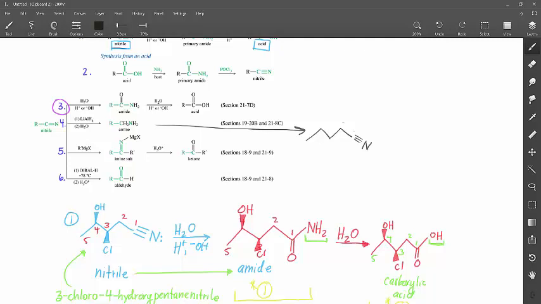So this is 1, 2, 3, 4, 5. This is 1, 2, 3, 4. This is 4-chlorobutane nitrile. Okay. So when you add lithium aluminum hydride to this, it reduces to a primary amine. So your C triple bond N becomes CH2.